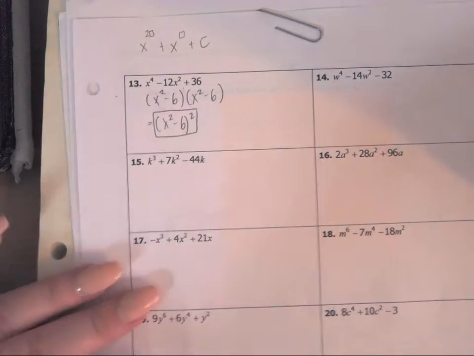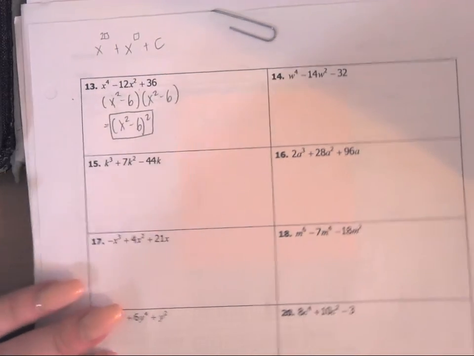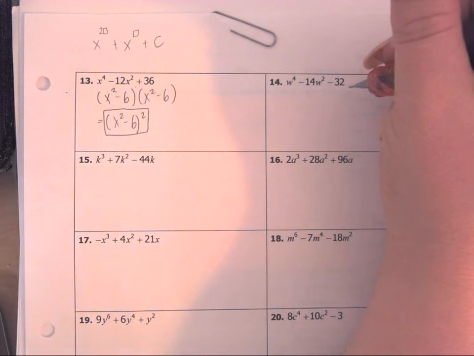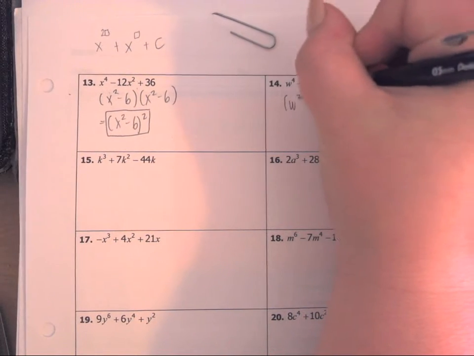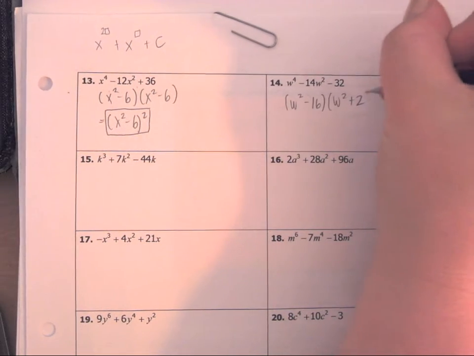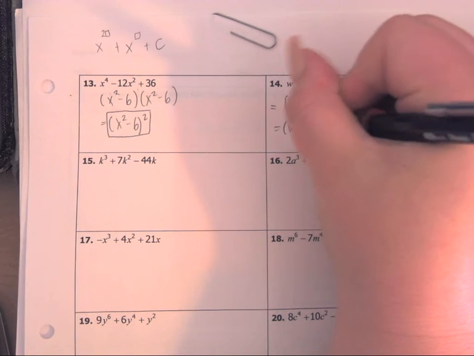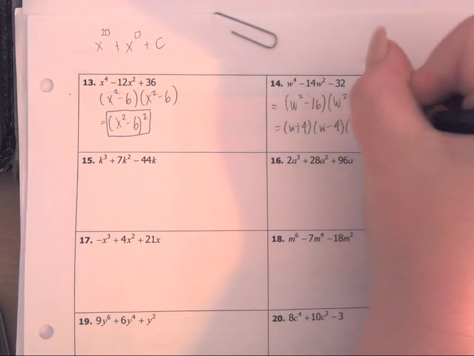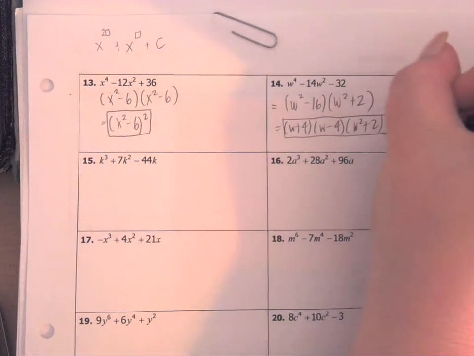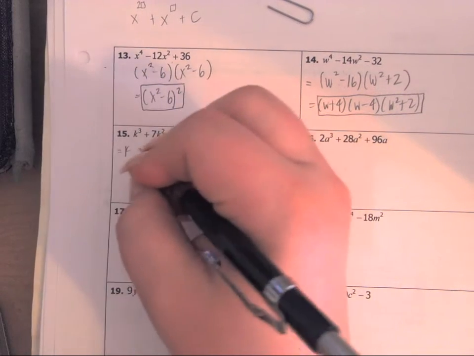Okay. And then this one, so two numbers that multiply to negative 32. So that's w squared minus 16, then w squared plus 2. And then this does factor more, right? That's a difference of squares. So that's w plus 4, w minus 4, w squared plus 2. Here you can take out a k from the beginning.